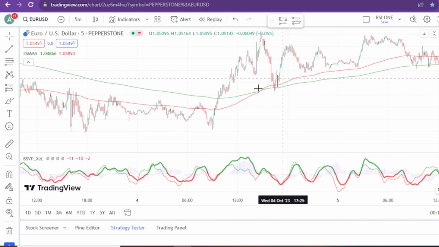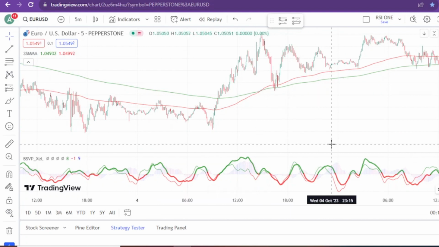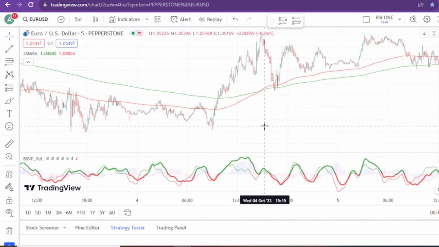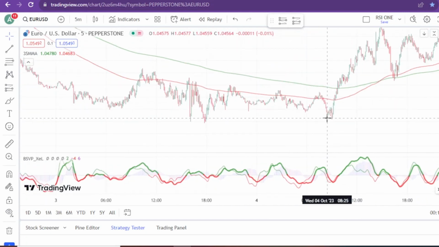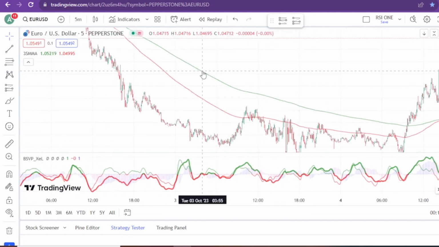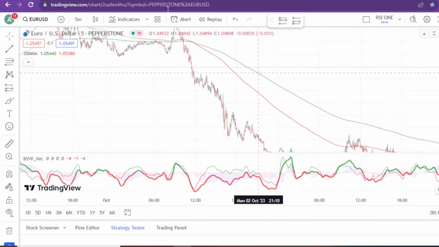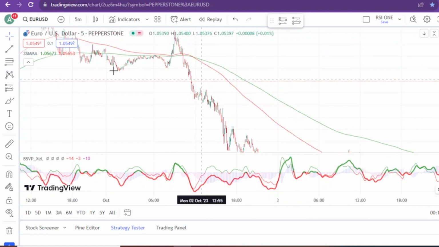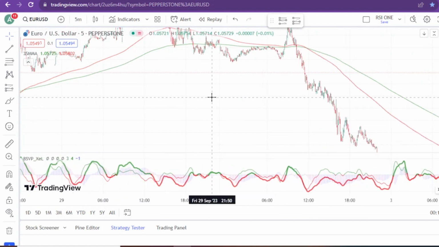So you will need two moving averages and this indicator. I'll show you the name and the settings right after, okay? We will just see the rules. As long as you follow the strict rules, you will be profitable, guys, okay? Well, the strategy is really easy.